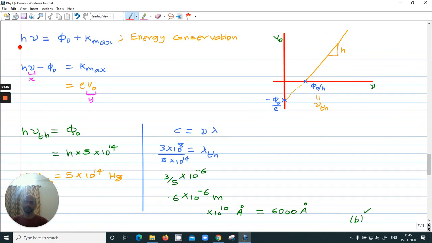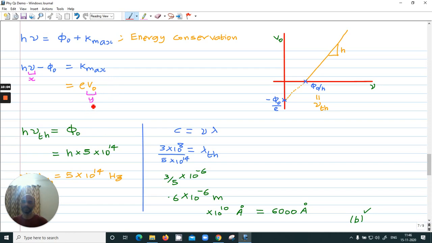To summarize the concept used in this question, it's based on the photoelectric equation h nu equal to phi naught plus K max. This is the energy conservation equation applied in the context of photoelectric effect. So this can be written as h nu minus phi naught equal to K max, and the stopping potential is the potential which will stop the maximum energetic photoelectron. So when an electron overcomes the potential of V naught, the work done will be e into V naught. So that will go into exhausting the kinetic energy. So K max will be equal to e into V naught.